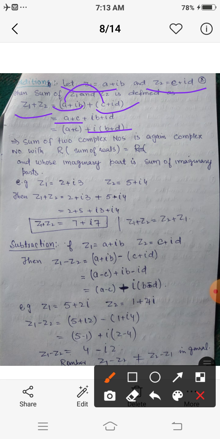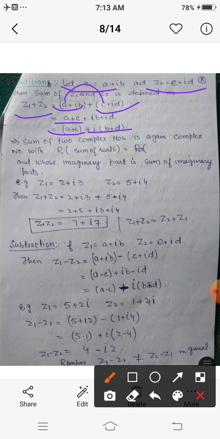So here a is real, c is real, because these are the real parts of the complex numbers z1 and z2. So a plus c is also a real number. Also b and d are real numbers, the imaginary parts of z1 and z2, which implies that b plus d is again a real number. So we have a complex number of the form a plus c as the real part plus iota times b plus d, which is the imaginary part of this complex number.